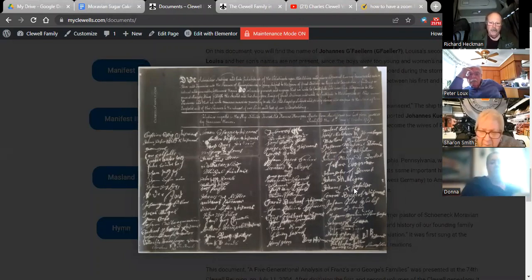And of course, because the boys were young, they didn't get to sign it. And of course, also in that tradition, the women would not get to sign it. It was just the man who would sign. But that's the passenger list for the boat at that time.